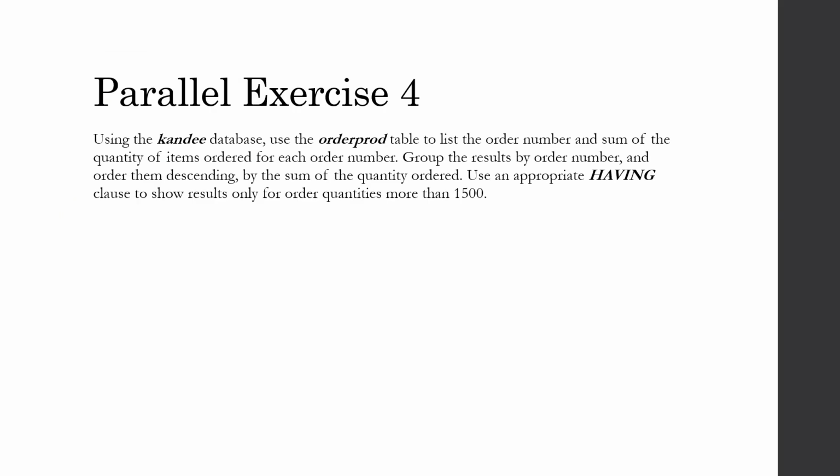Parallel exercise 4. Using the Candy database, use the order prod table to list the order number and sum of the quantity of items ordered for each order number. Group the results by order number and order them descending by the sum of the quantity ordered. Use an appropriate having clause to show results only for order quantities more than 1,500.